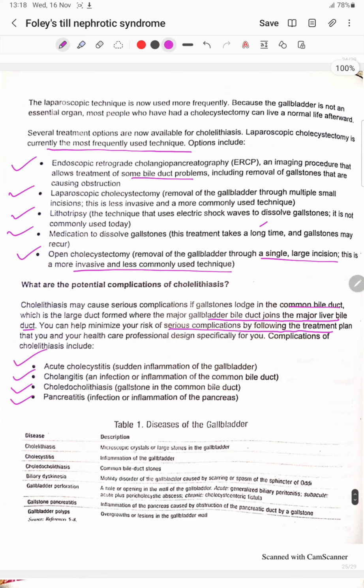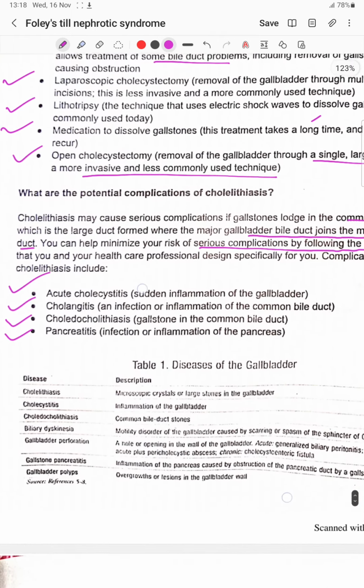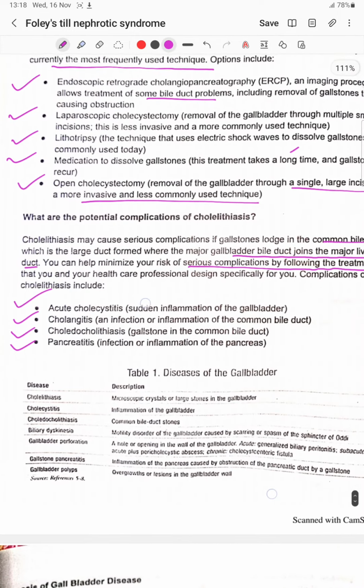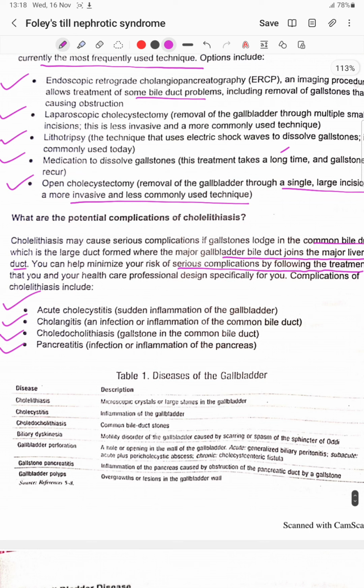Cholelithiasis is the presence of microscopic crystals or large stones in the gallbladder, and cholecystitis is inflammation of the gallbladder. Choledocholithiasis is stones in the common bile duct, and biliary dyskinesia, a motility disorder of the gallbladder, is caused by scarring or spasm of the sphincter of Oddi. Gallbladder perforation is a hole or opening in the wall of the gallbladder, and acute generalized biliary peritonitis.